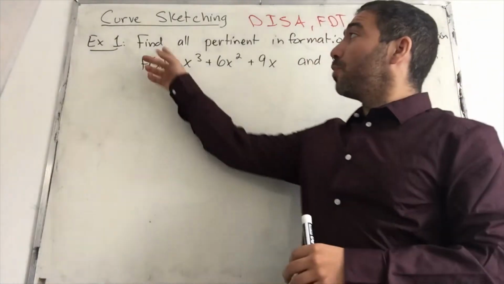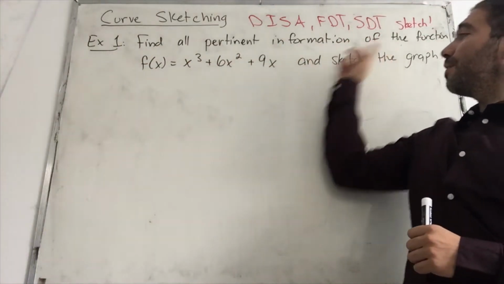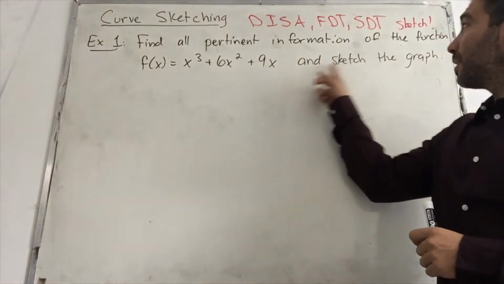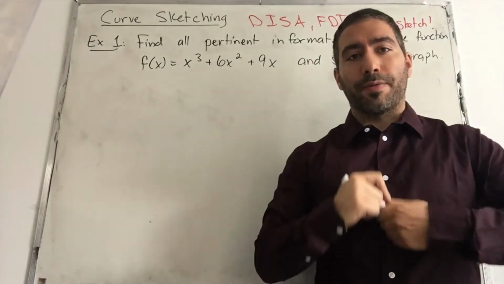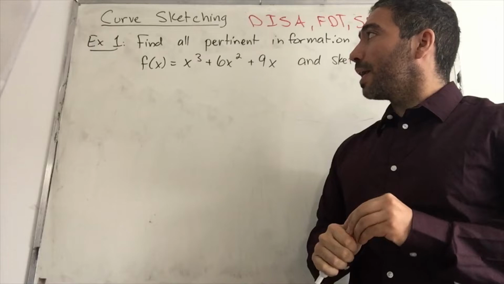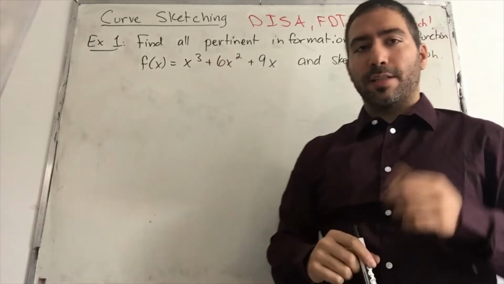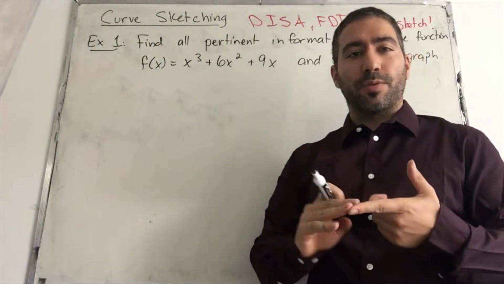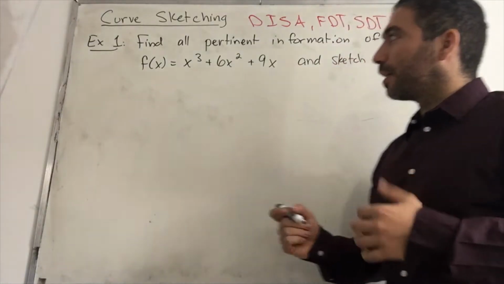So here in our first example, we have to find all the pertinent information of the function f of x equals x cubed plus 6x squared plus 9x, and sketch the graph. Okay, so let's go ahead and do that. Finding all the pertinent information, that's the domain, intercepts, symmetry, asymptotes, first derivative test, second derivative test, and then we'll sketch. So this is going to take up a lot of time.